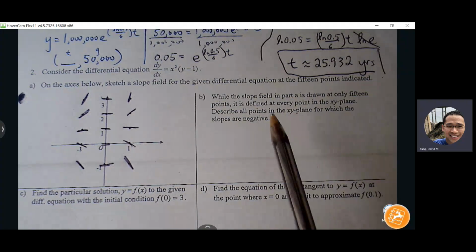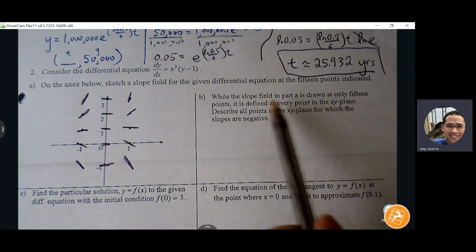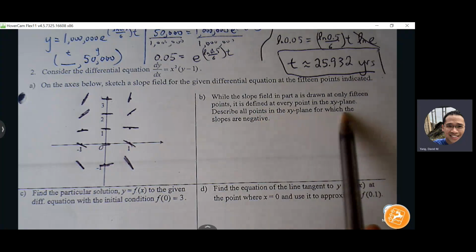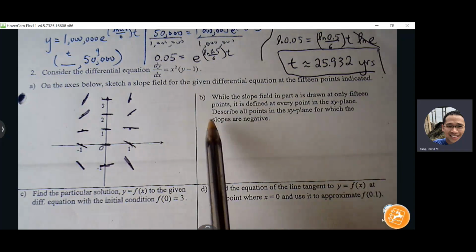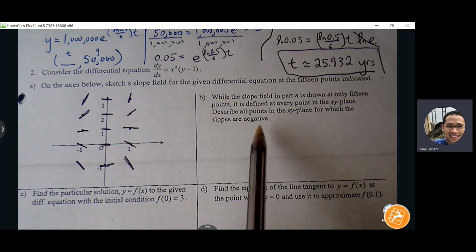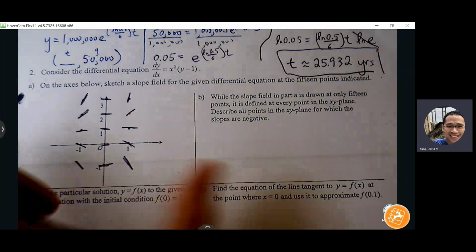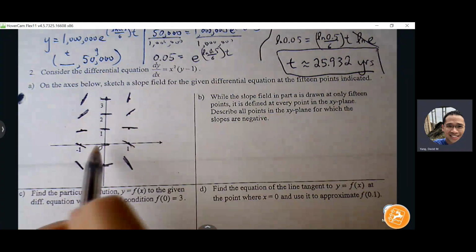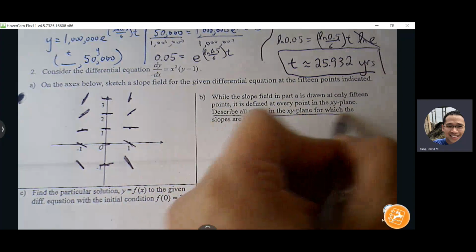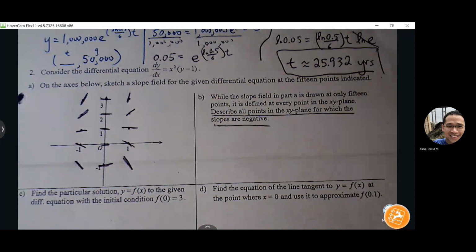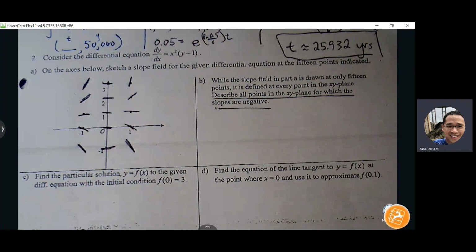Okay, for part B, it says, while the slope field in part A is drawn at only 15 points, it is defined at every point in the xy plane, which is true. We know that there's no places where the slope is undefined. Describe all points in the xy plane for which slopes are negative. So even though we don't see the full slope field in front of us, we should be able to look at this, as well as the differential equation, and give an overall description of what general observation we can make as to what part of the graph will have negative slopes.